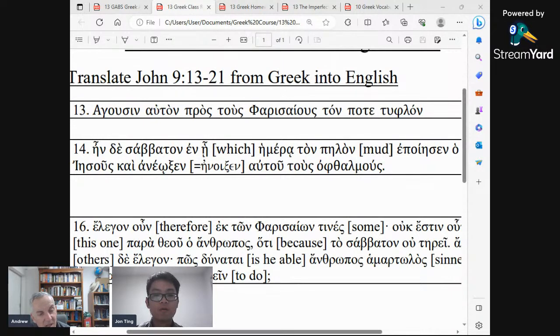Now, this one is going to be very difficult for you to translate, and the reason is that if you look at the word in brackets, enoixen, just go with enoixen. Don't look at the other one for the moment. Try and work out what enoixen is. It's an aorist, I'll give you that.